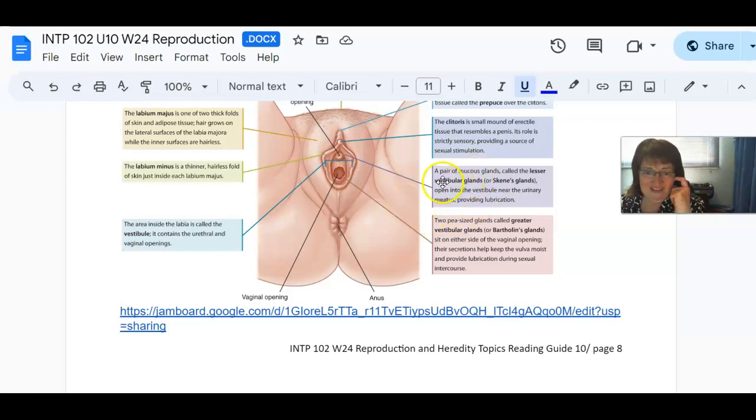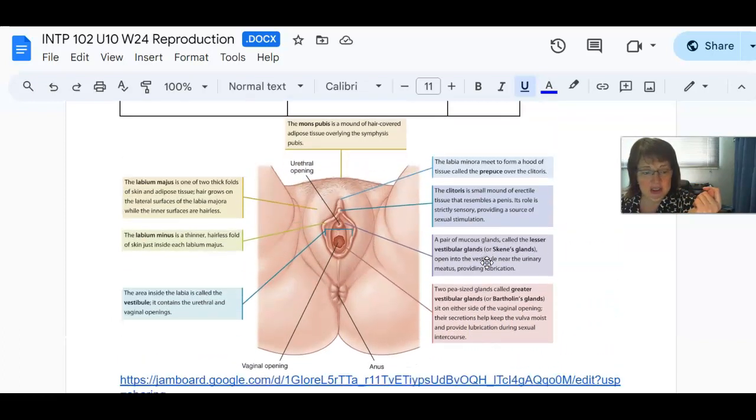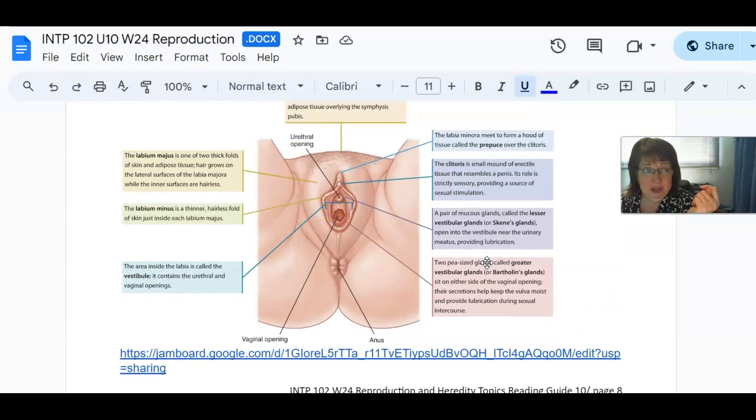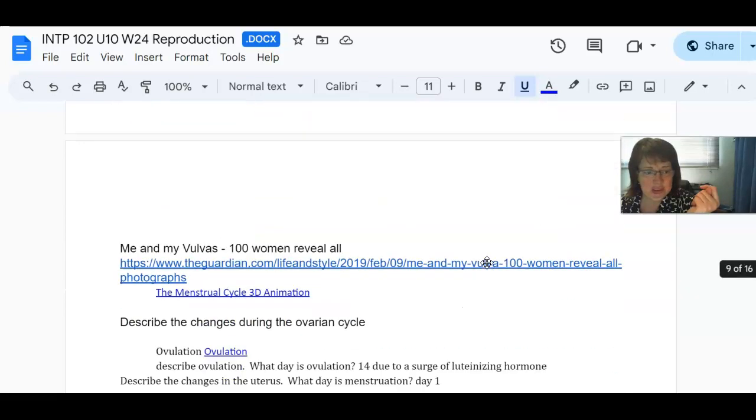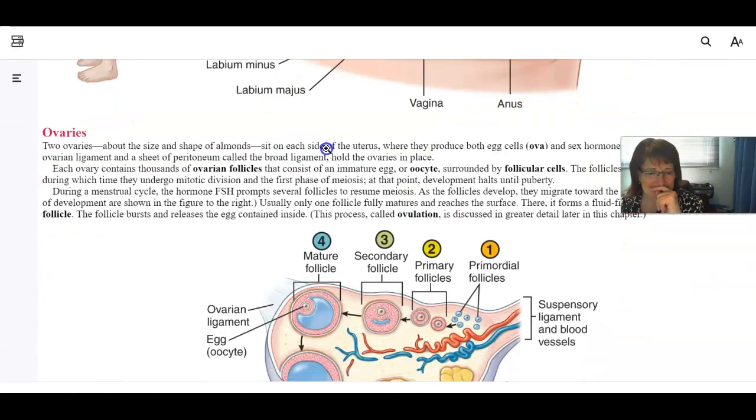So you've got the vestibular glands, the lesser ones, which open up here, and then you've got the greater ones, which open down at the bottom. And they're on the outside. These secretions keep the vulva moist and provide lubrication during intercourse. Good. So those are the parts of the female. And if we now look at the complicated stuff, the development.